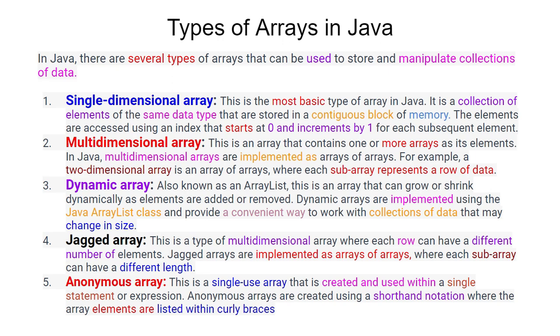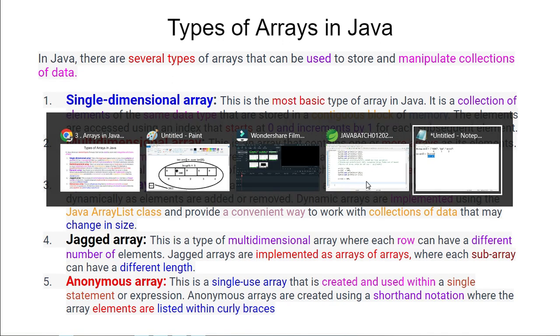Let's understand what a multi-dimensional array is. This is an array that contains one or more arrays as its elements. In Java, multi-dimensional arrays are manipulated as an array of arrays. For example, a two-dimensional array is an array of arrays where each sub array represents a row of data. So every sub array represents a row of data. So how will a multi-dimensional array look?